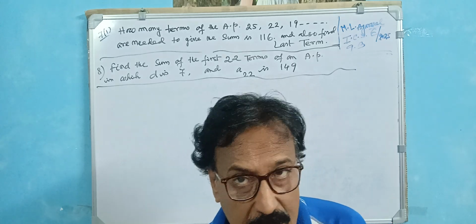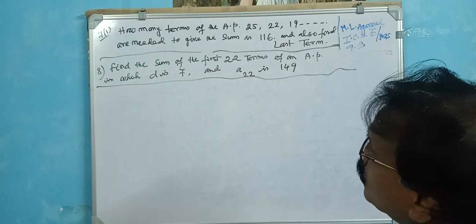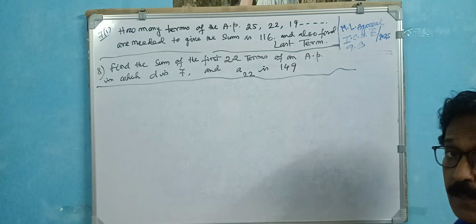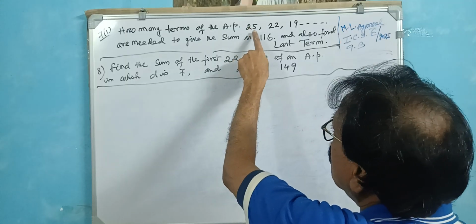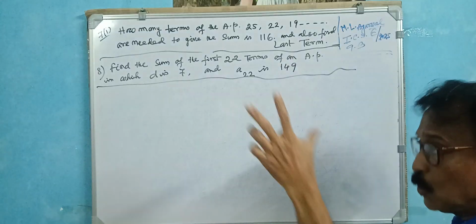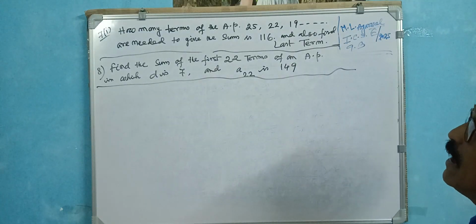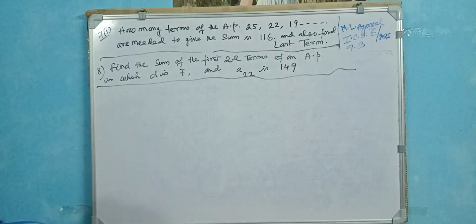Question 7.1, 9.3. What is the sum? How many terms of the AP? How many terms of the AP? The AP is 25, 22, 19, and so on, and we need the sum. The total AP sum is 116 and also find the last term. Okay, so no problem.